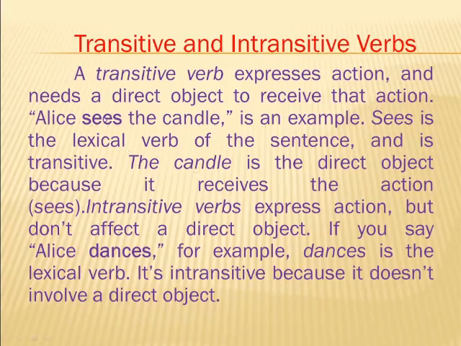Here there is only one verb, that is sees. So it is the lexical verb of the sentence. That is, it is the main verb of the sentence and is transitive. It is also a main verb and it is also a transitive verb. Why is it transitive? Because the object is here. The candle is the direct object because it receives the action.